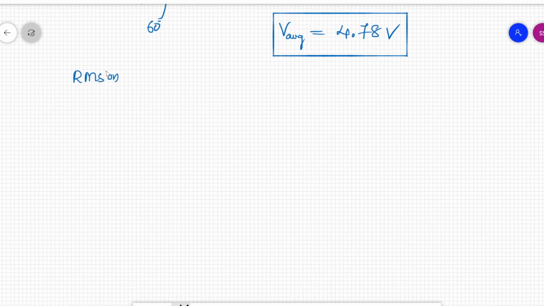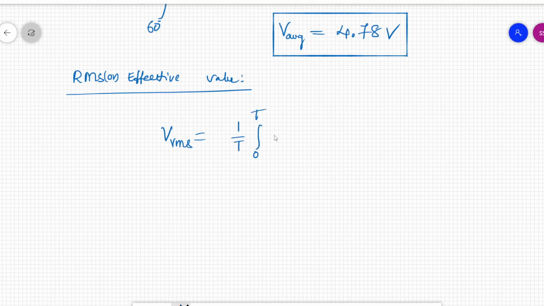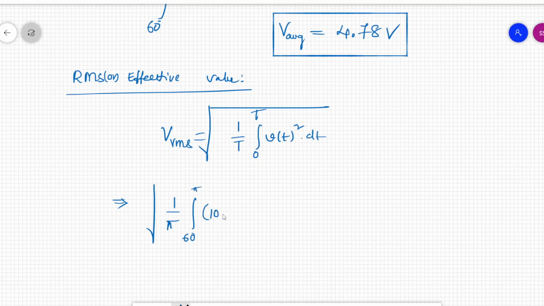Okay, now similarly let us find RMS value. RMS or effective value. Okay, so that is V RMS equal to square root of 1 by T integral 0 to T v of t whole square into dt, right? So let us substitute. That is 1 by T is 1 by pi, and from 60 degrees to pi v of t is 10 sine omega t whole square into dt. So you need to solve this and you are going to get the answer as 6.33 volts.